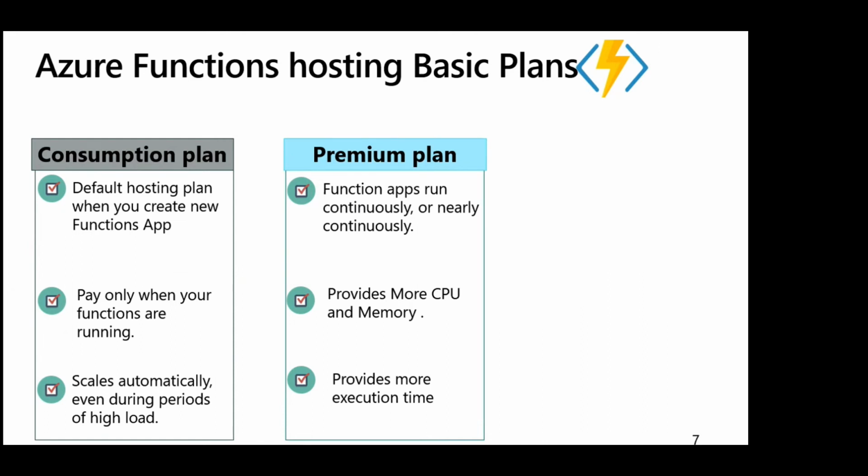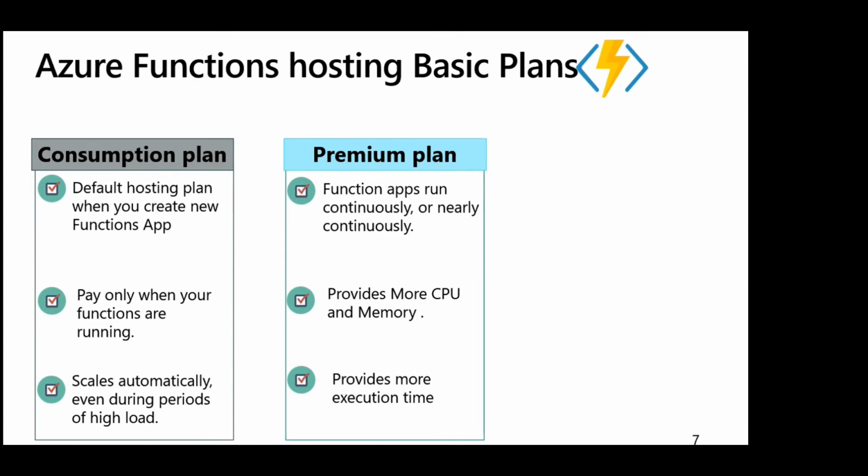Here, the function app continuously runs, which means in this case, the cold start behavior you will observe here. But in case of premium plan, you will not observe the cold start because it is continuously running. When a new function comes, it will pick it up within a few seconds. But here in this case, your code will start building up again. So it is a cold start thing.